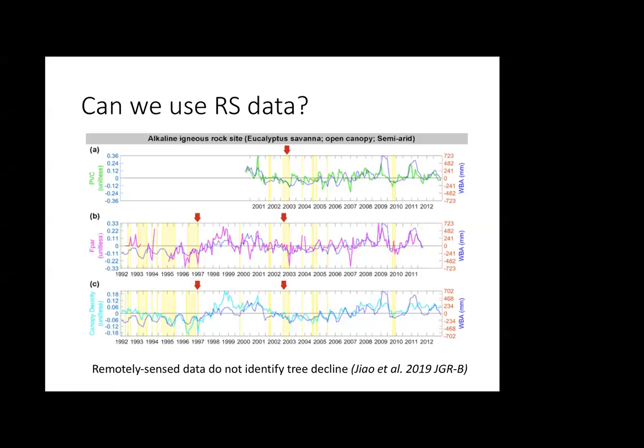And although there was obvious variation in those remote sensing indices with the rainfall and water balance anomalies, there wasn't a clear signal of tree mortality as such. So it was actually impossible to pick out whether tree death was occurring or whether this was just kind of natural cycles of vegetation coming and going with rainfall.